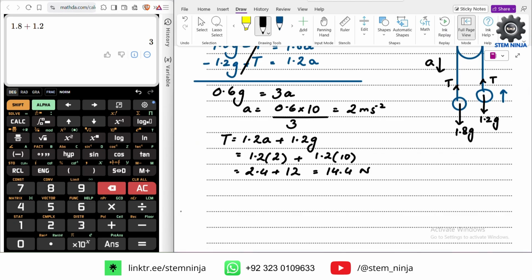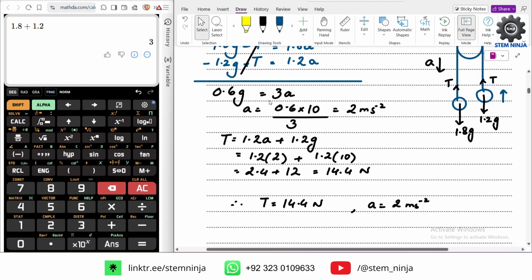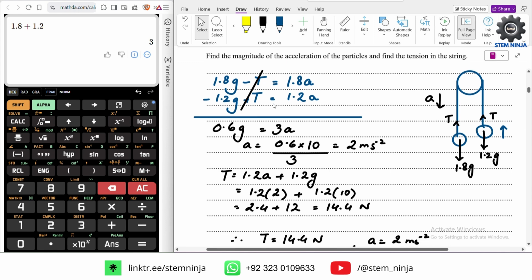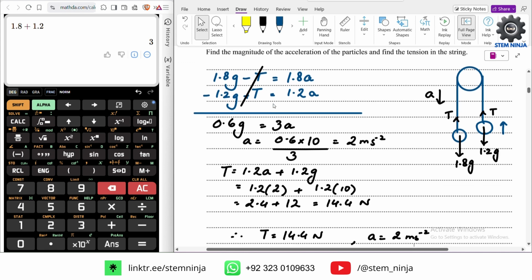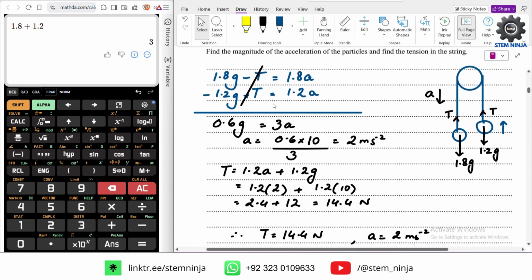And that's about it. So you can write the final answer as T is equal to 14.4 newtons and acceleration is 2 meters per second squared. So straightforward, simple answer. Let's move on to the next question.